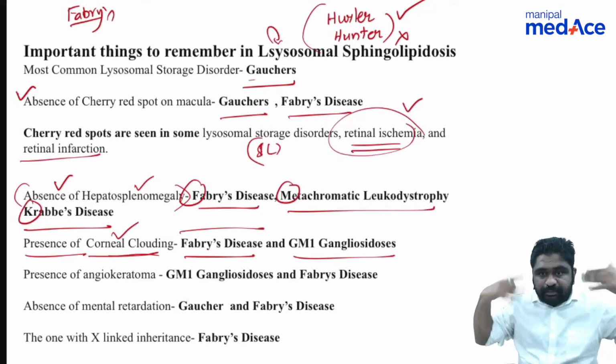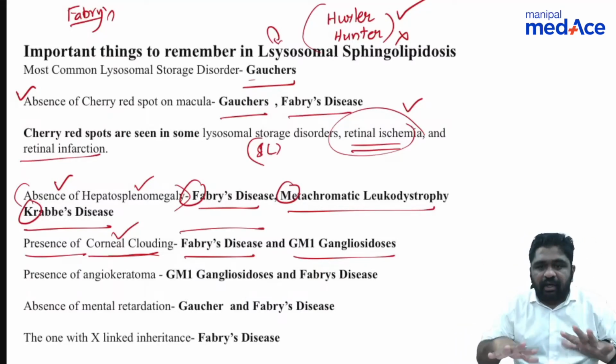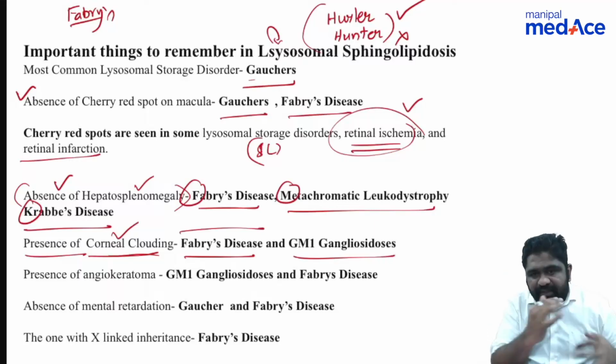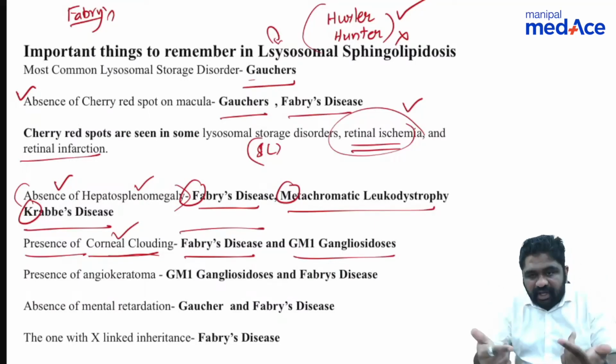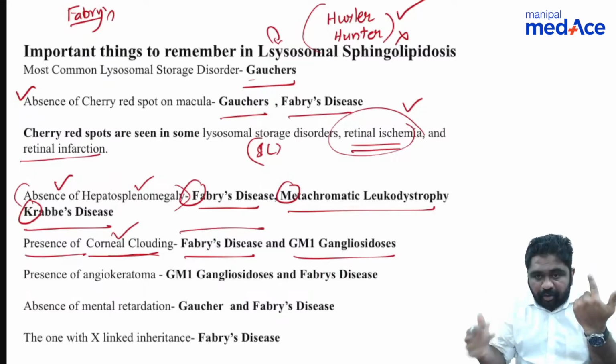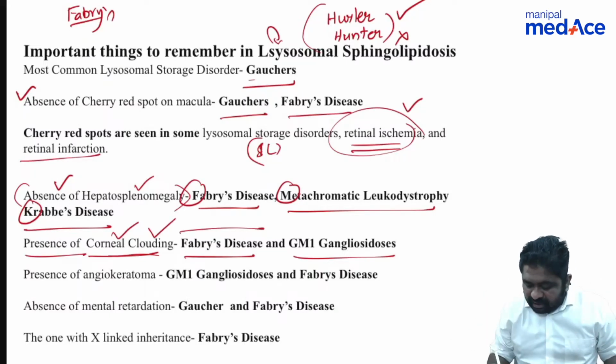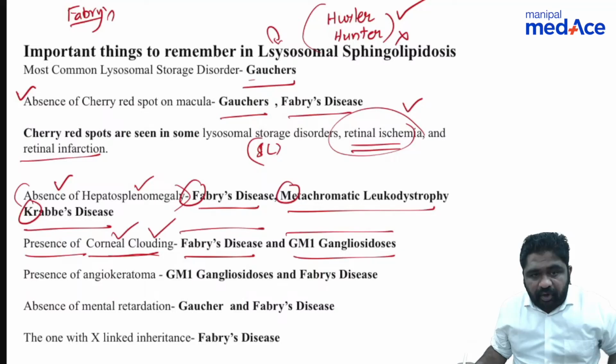If a cloth comes and hits my face, I'll not be able to see. So when a fabric comes and hits my eyes, I'll not be able to see properly. Fabry's disease, you'll not be able to have proper vision. So corneal clouding can be seen. GM1 gangliosidosis also, corneal clouding can be seen.